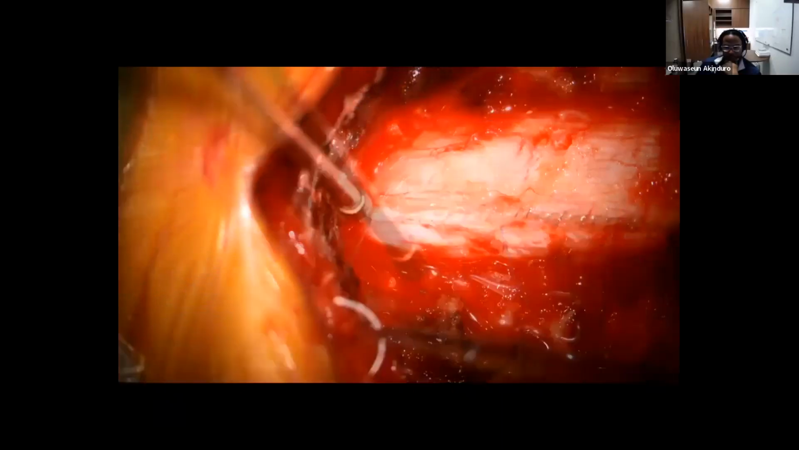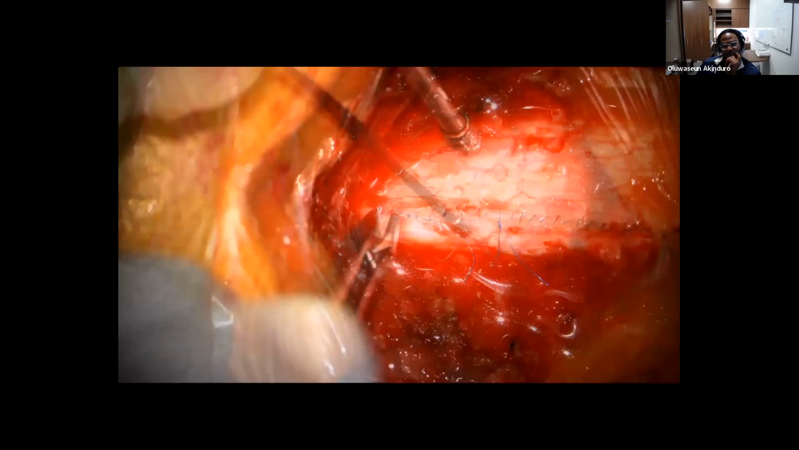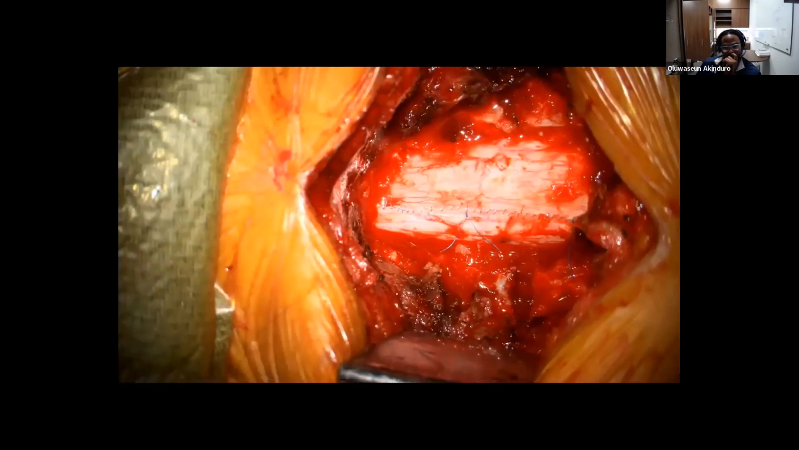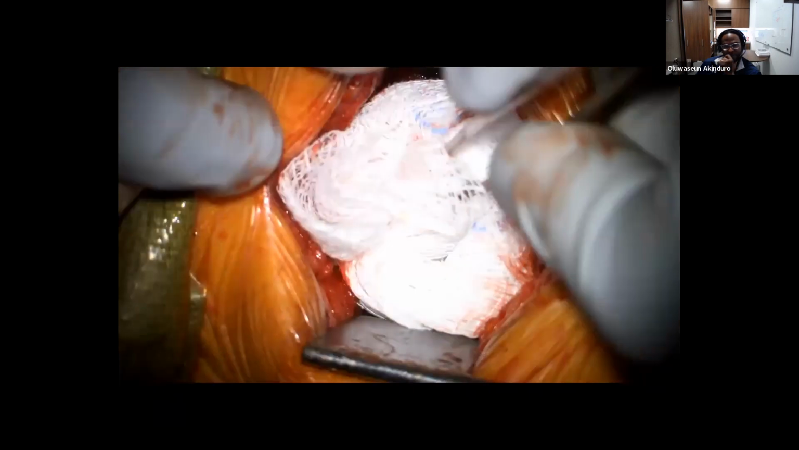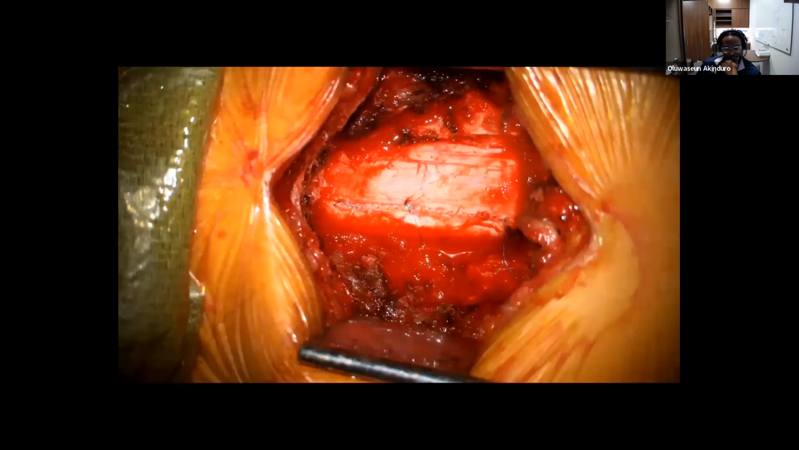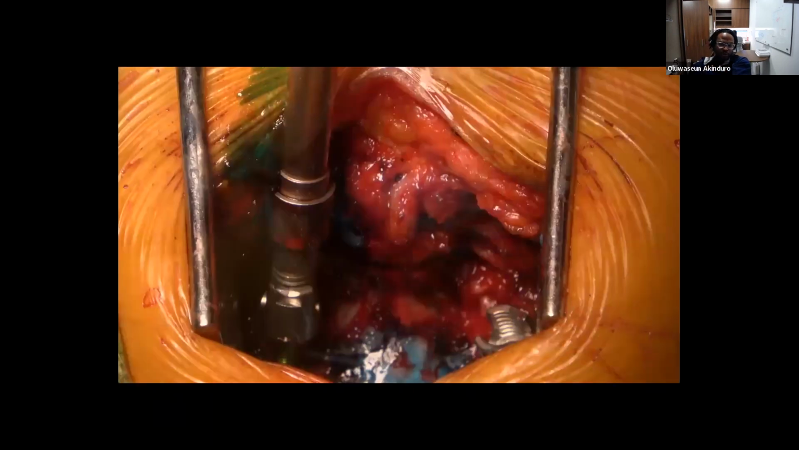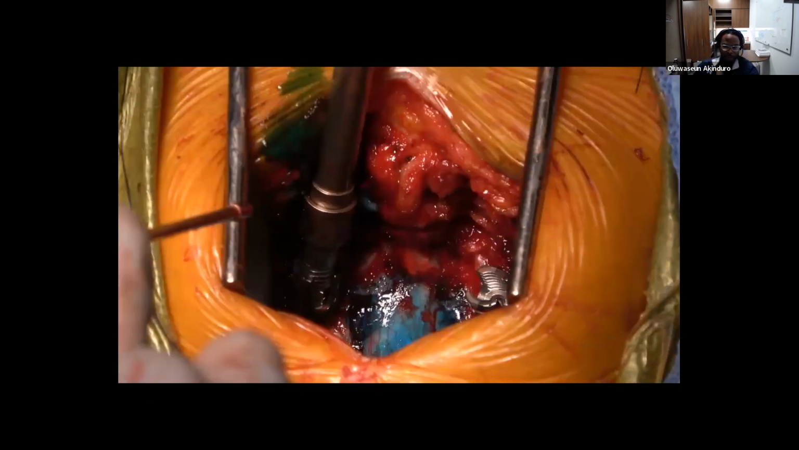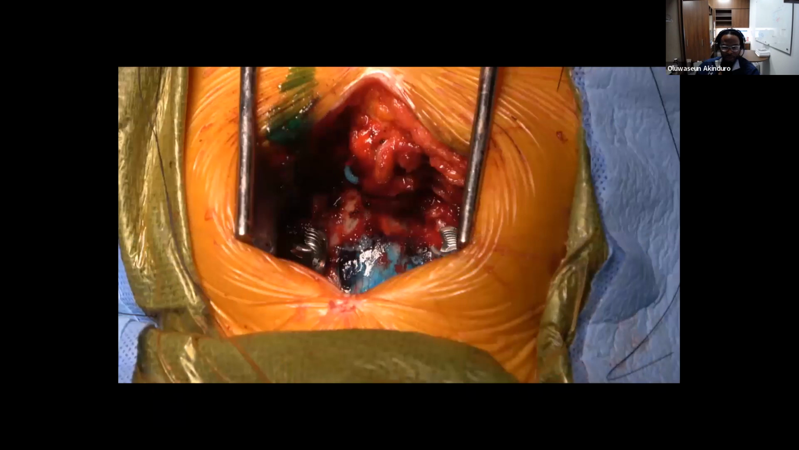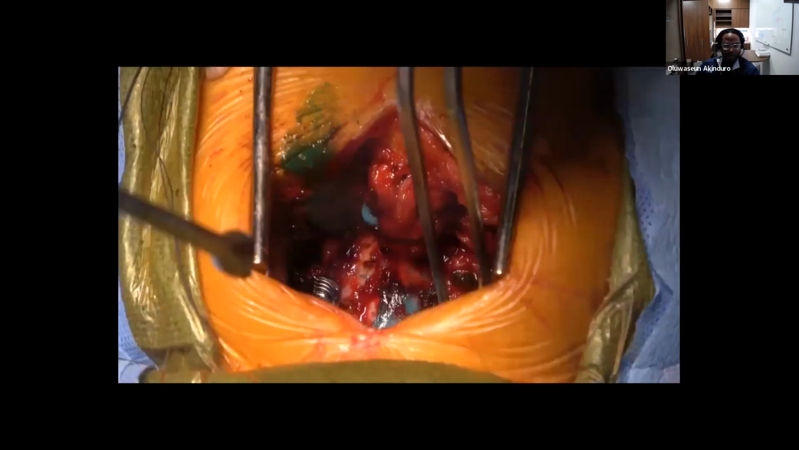Not sure why the video is skipping so much, but we just closed using 6-0 Prolene. Then I always get a Valsalva at the end to make sure everything is dry. And then blue glue or Duraseal on top. And then once that's done, we just place the screws into everything we had already tapped and drilled.